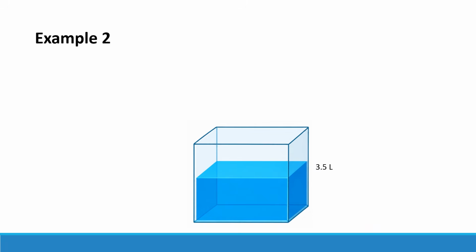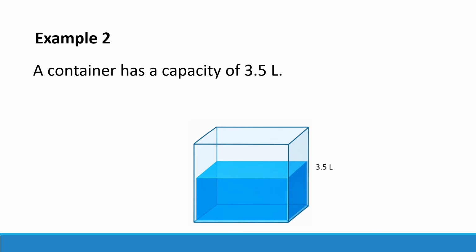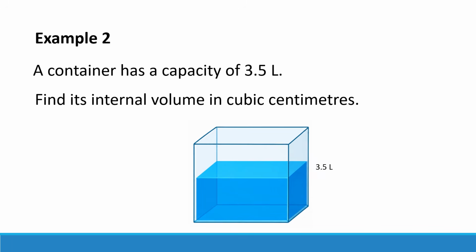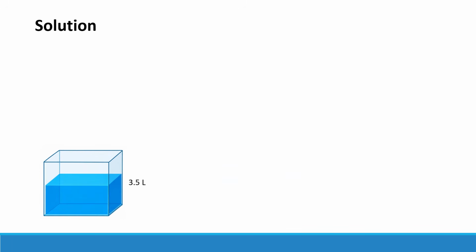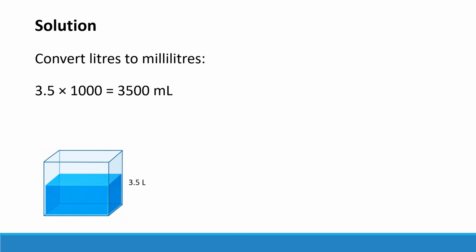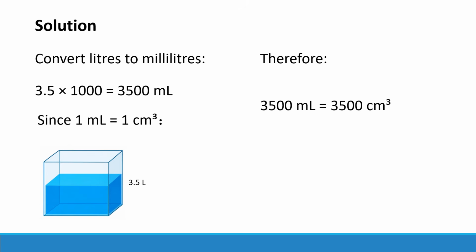Now, let's look at example 2. A container has a capacity of 3.5 liters. Find its internal volume in cubic centimeters. First, convert liters to milliliters by multiplying by 1,000. 3.5 times 1,000 equals 3,500 milliliters. Since 1 milliliter equals 1 cubic centimeter, 3,500 milliliters equals 3,500 cubic centimeters. Therefore, the internal volume of the container is 3,500 cubic centimeters.